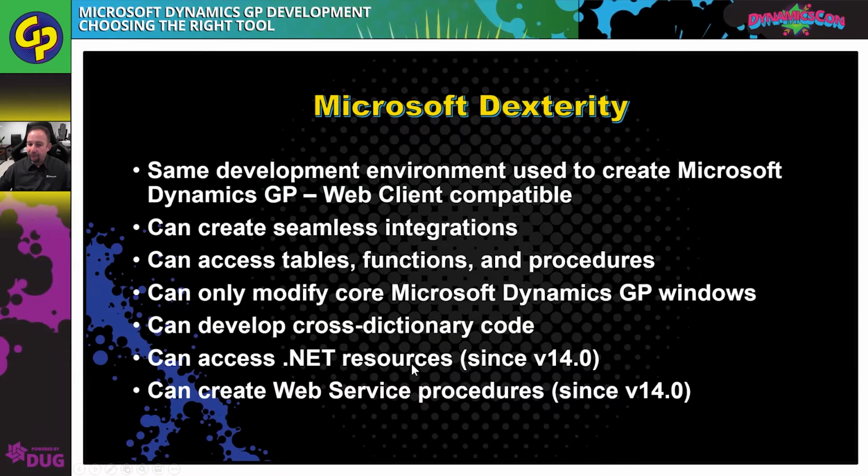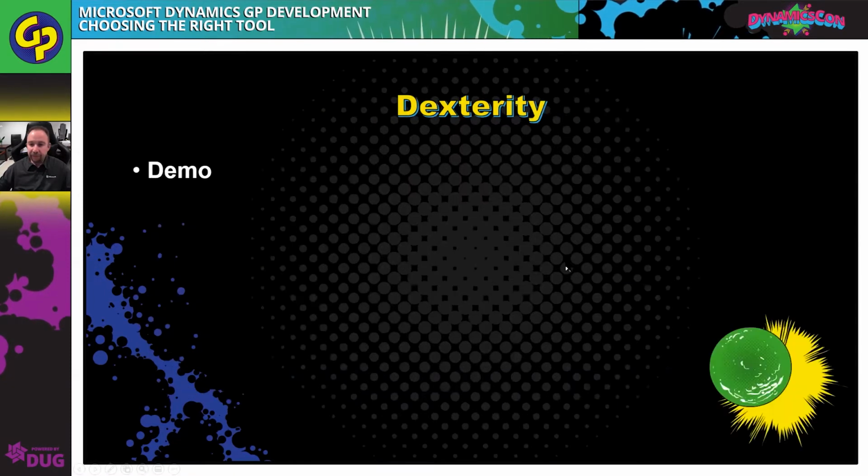Since version 14, we have access to .NET resources via the .NET Interop, and we also have the ability to create web service procedures using service-based architecture. So that is extra functionality that allows you, if you need to get into resources outside of GP, or you can have products calling into GP using web services. So let's give you a demo of what Dexterity can do.